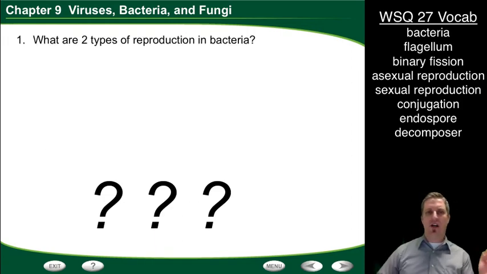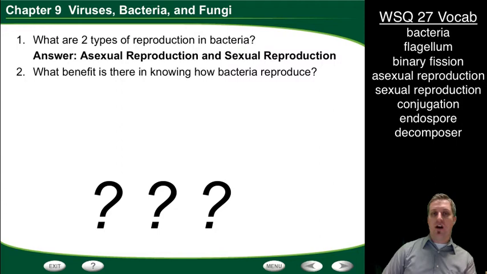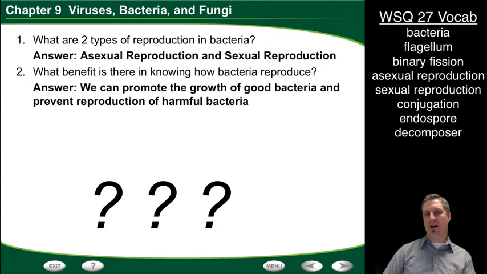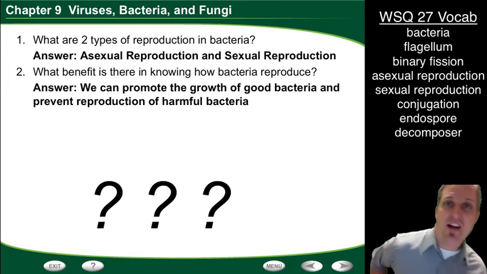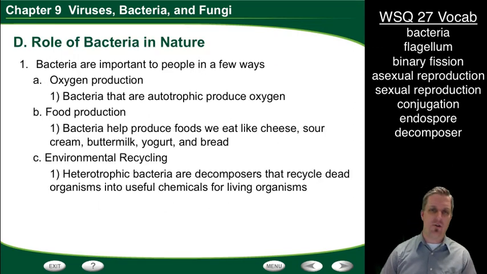Let's review them. What are the two types of reproduction in bacteria? There are two major types, asexual and sexual reproduction. What benefit is there in knowing how bacteria reproduce? Well, let's think about it. The benefit is that we can promote the growth of good bacteria and prevent the reproduction of harmful bacteria. The more we know about bacteria, the better we are able to fight bacterial infection, and the better we are able to use bacteria positively and encourage that type of bacteria in our own bodies and in our world.